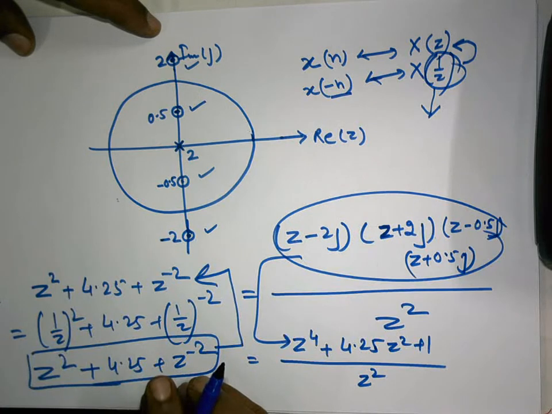So, this way, by looking at the Z transform of the signal, we can comment on whether the signal is an even signal or an odd signal. Getting my point?